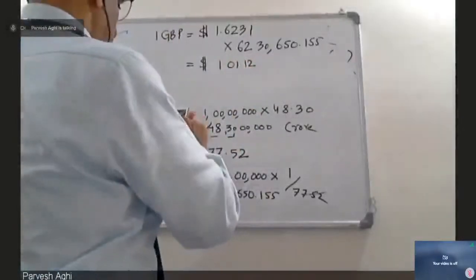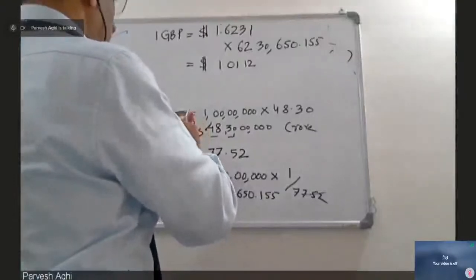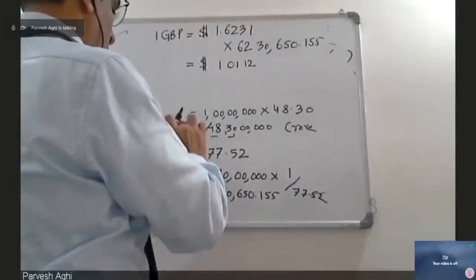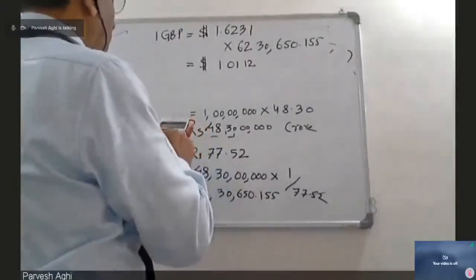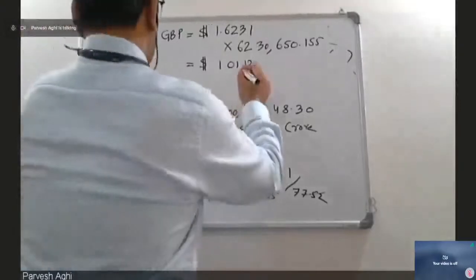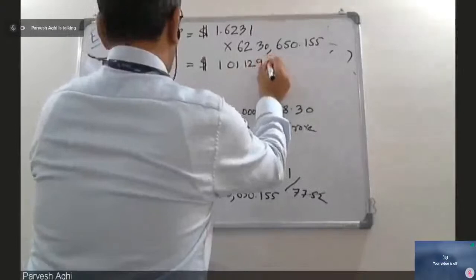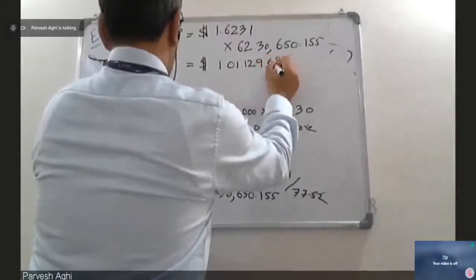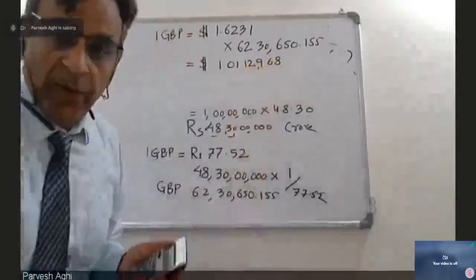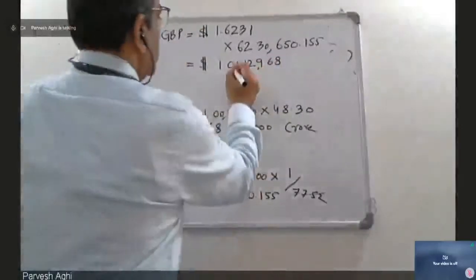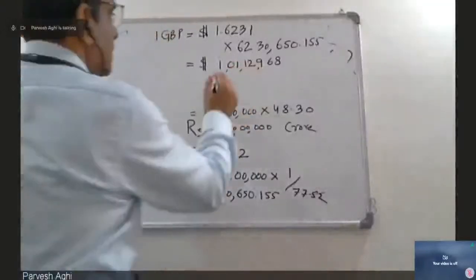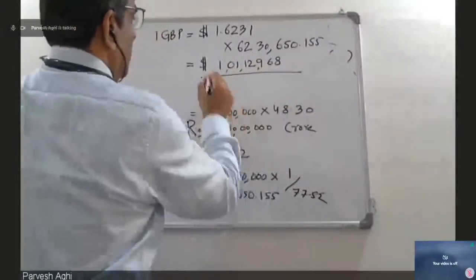So 6230650.155 multiplied by 1.6231. So we'll have 10112968. Fine. So this will be 10112000. So that means I have more than 1 crore dollars.